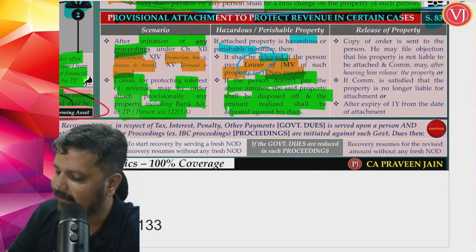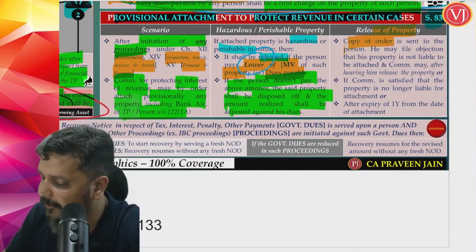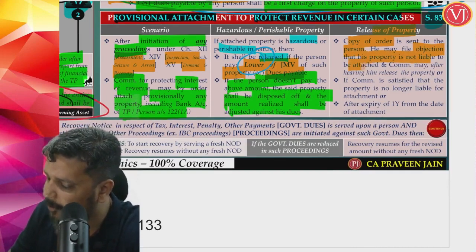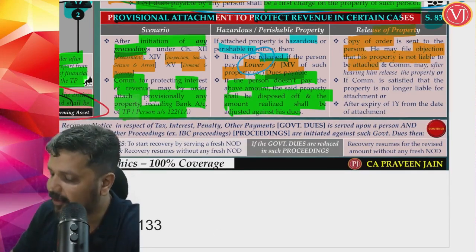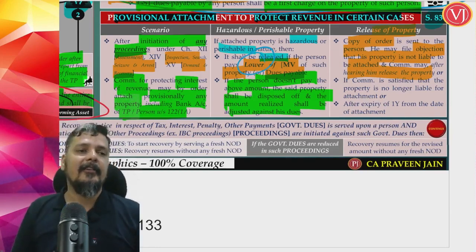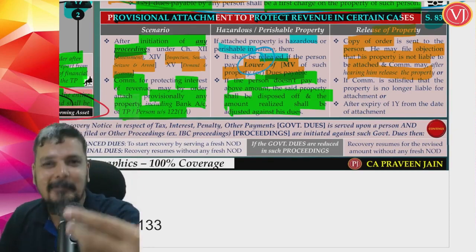Now, can the assessee ask for release of property? A copy of that provisional order will be given to the person. He may file an objection that his property is not liable to be attached, and the commissioner may, after an opportunity, release it. See the irony. There's no principle of natural justice in the beginning. First they'll attach it. Then you come.